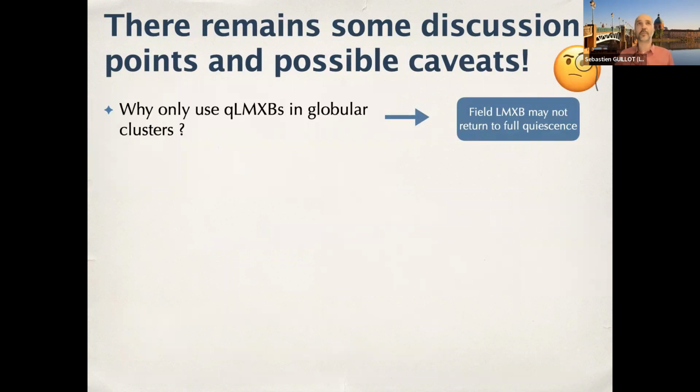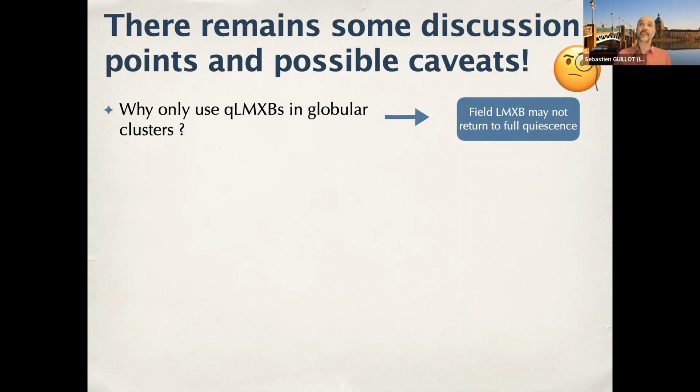Related with quiescent low-mass X-ray binaries: why do we only use the quiescent low-mass X-ray binaries in globular clusters? I said it quickly at the beginning, the low-mass X-ray binaries in the field of the galaxy may not return fully to quiescence. All of the ones that we see, even in quiescence, there's still some variability, still some non-thermal emission, which makes all of the modeling of the surface more tricky. So this is the reason why we look at the ones in globular clusters, other than the distance.